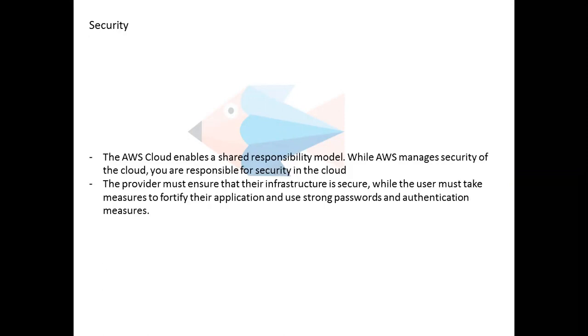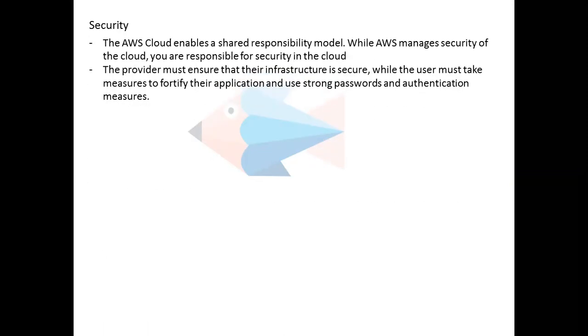AWS enables a shared responsibility model. I'm just giving an example so that it will register in your mind that the responsibility is shared, where AWS is responsible for the security of the cloud and you are responsible for the security in the cloud. That means because your data is there in AWS data centers, AWS is responsible for the physical security.